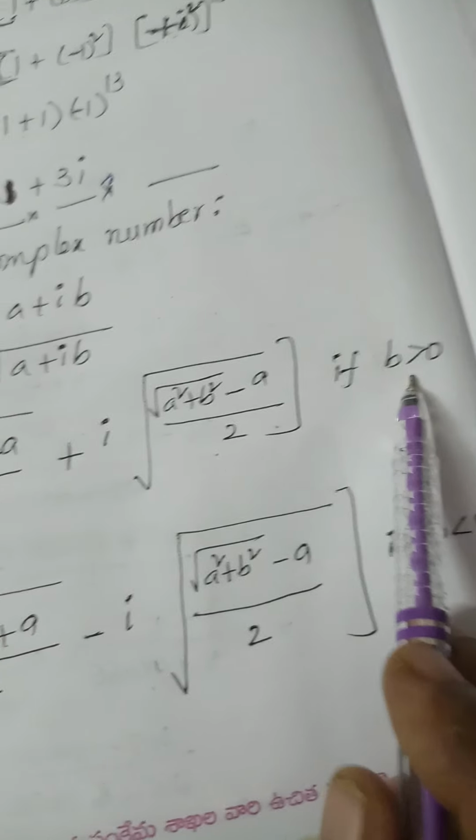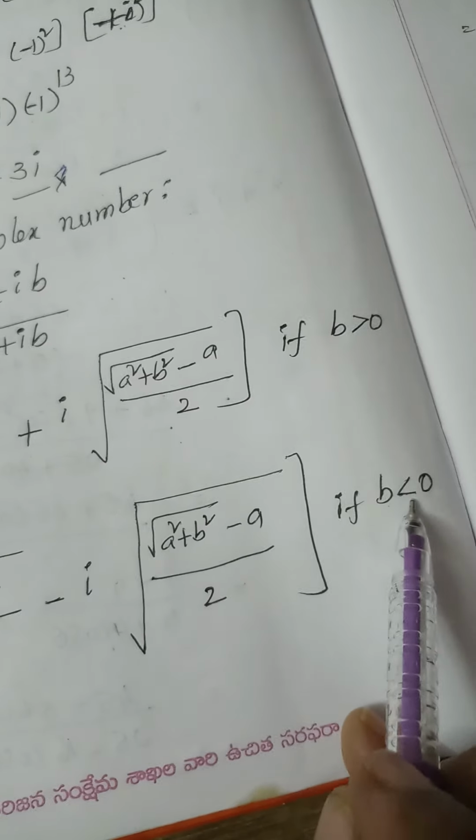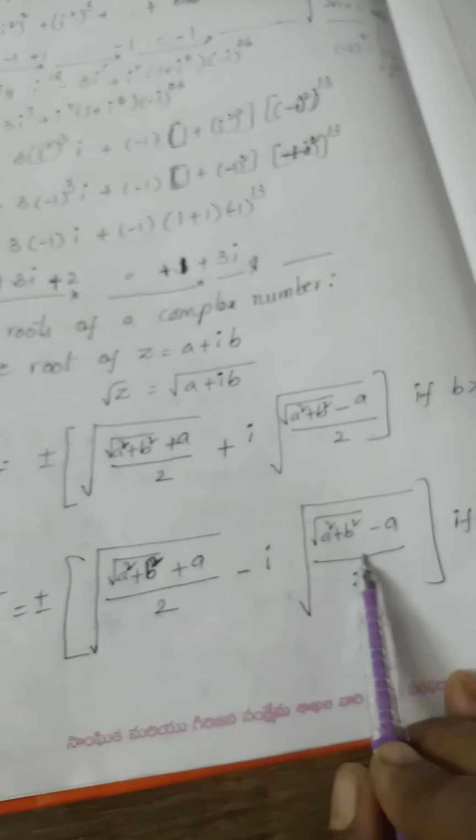If b is greater than 0, you have to take plus the imaginary part. If b is less than 0, negative, minus the imaginary part, that is what you have to take.